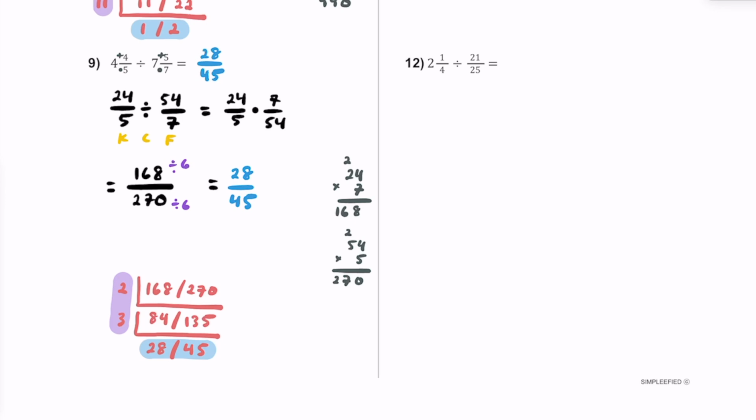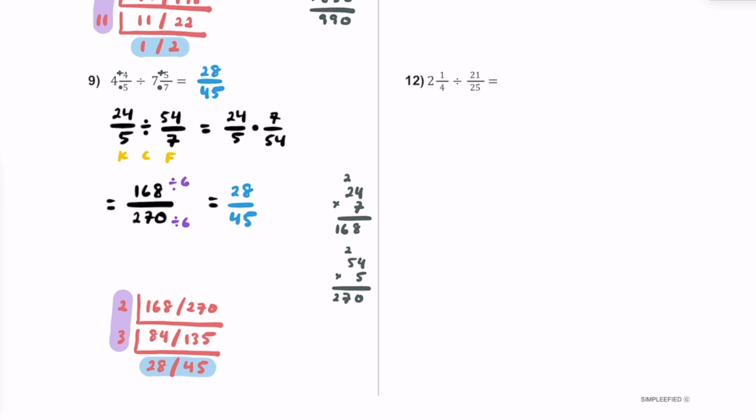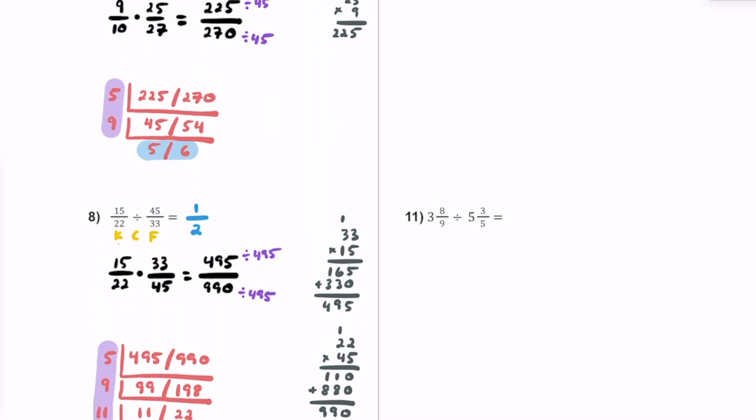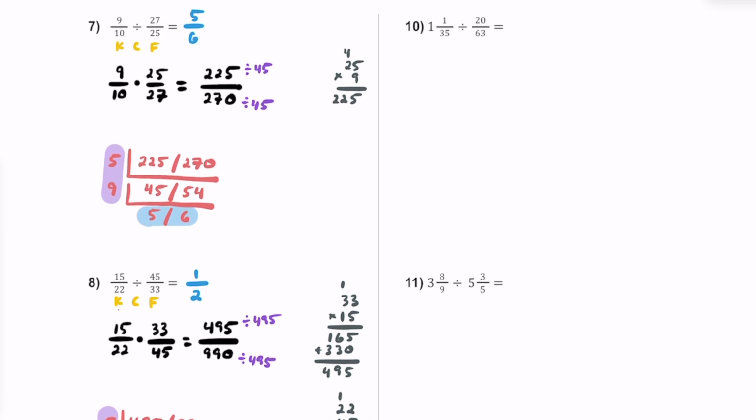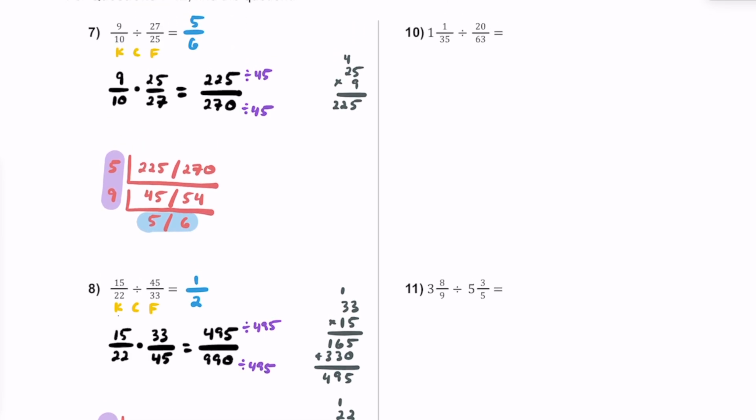Okay, cool. So that was number 9. Let's go ahead and try a few more here. Hopefully this is getting a little better as you go. And again, as always, feel free to pause as you need to so that you can think and understand the process. All right, so for number 10, it looks like we have a mixed number divided by a proper fraction.